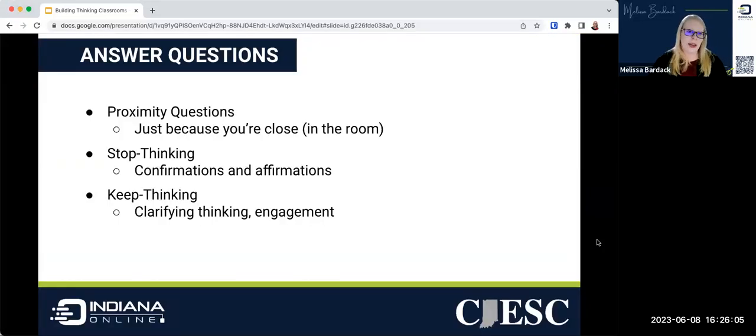And Liljedahl breaks it down into 3 different types of questions. Proximity questions, which are when you're in the breakout room, you are standing near a student. When are we going to lunch? What are we going to do next? Those are your proximity questions that wouldn't necessarily be asked if you weren't in the physical or the virtual space, the same space as the student.